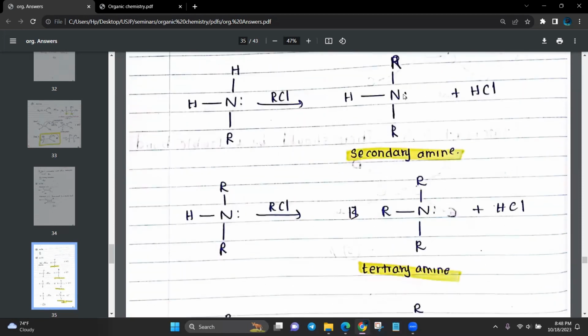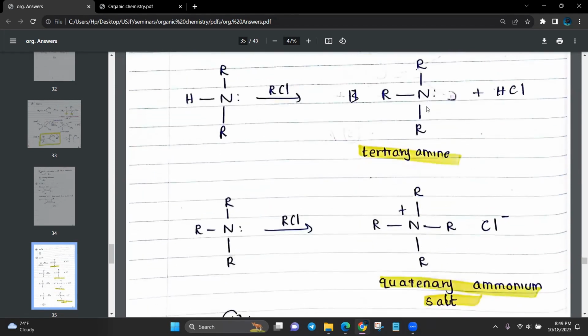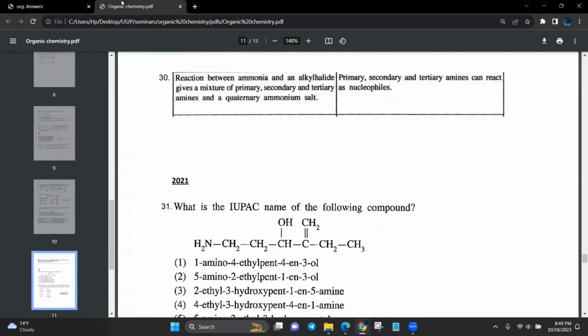Right? Then this secondary amine still has a lone pair. Then again it will react with that RCl and it will form a tertiary amine and HCl. Tertiary amine also has a lone pair. So again it can react and form a quaternary ammonium salt. Now it does not have a lone pair, so it can't react further. This is the quaternary ammonium salt and chloride ion will be formed, right? So the reaction forms primary, secondary, tertiary amines, and a quaternary ammonium salt. That is a correct statement.